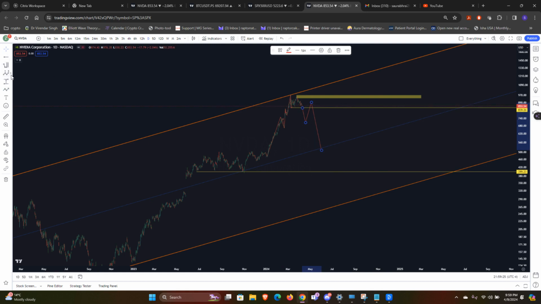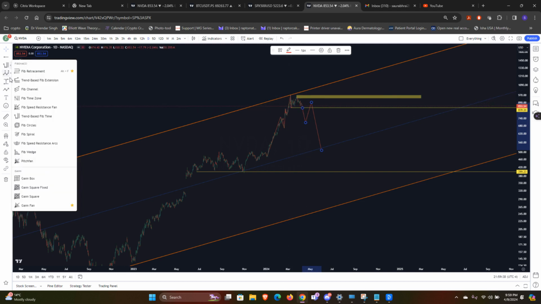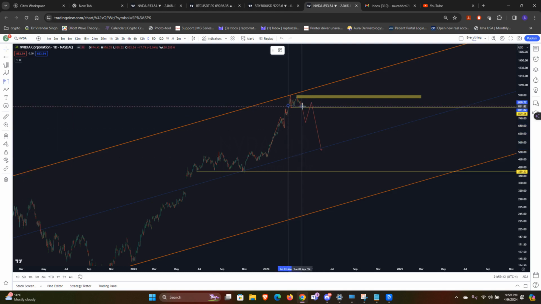So if we pull this move down, we will know for sure that this is a distribution. And we can pull a volume profile and we can look for the POC to short, get into a short, putting our stop loss above the highs, and then take it as far down as possible.